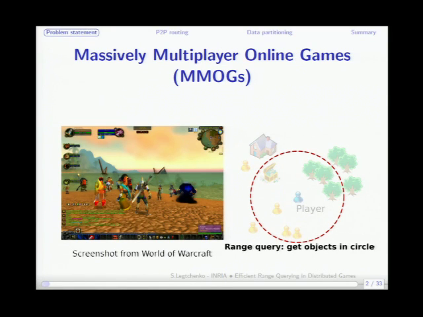A range query is a basic operation that allows to retrieve all the objects or update all the objects located inside a particular area of the game space. Therefore, range querying is very well suited to retrieve the area of interest of players, and in the context of multiplayer online games, should be very responsive.